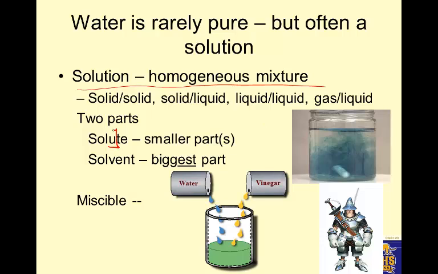The solute is the smaller part, and I always say you get dissolved. You solute you. And the solvent is the biggest part of a solution. If we say the word miscible, we're talking about liquid and liquid mixing. If two things are miscible, they're liquids that can mix. So I always say miscible is mixable liquids. Vinegar and water is a solution of miscible liquids.